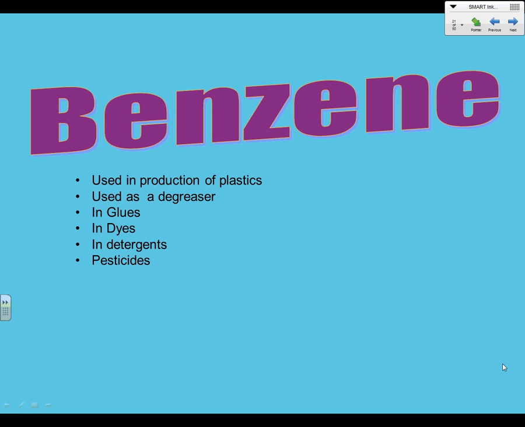It's used in glues. It's used in some dyes, like in clothing or fabrics. It's also used in detergents. You want to get these things down. This will make your life a lot easier for your next upcoming task. Pesticides have benzene. Antifreeze, yes, that is another one. Good. Might want to put that down, especially for people who are mechanics. It's an antifreeze. That's a good one. Thank you, Mason.